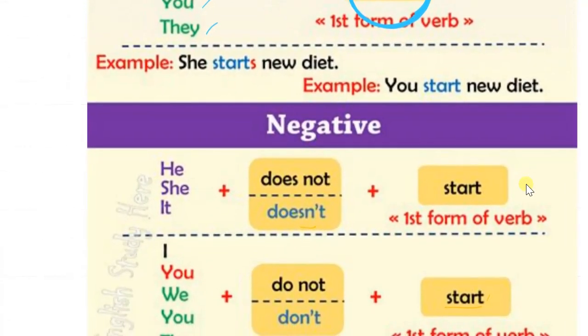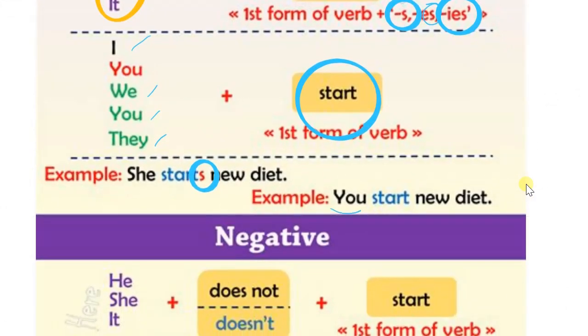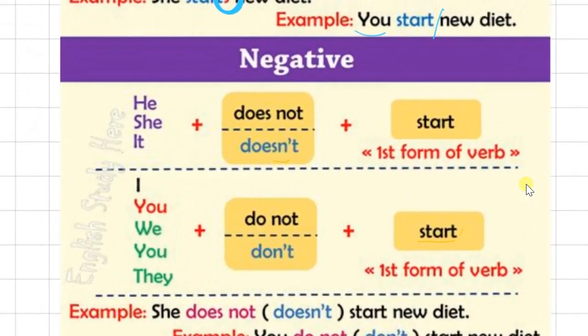For example, she starts new diet. Notice how there is an s. And then if the pronoun is you, there is no s. What about the negative form?